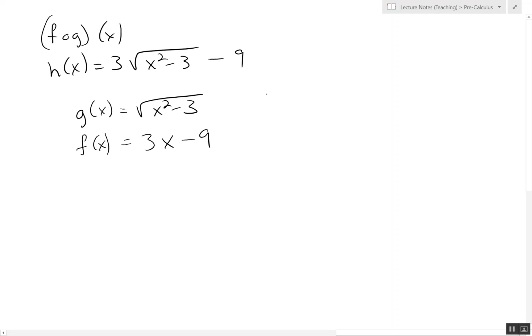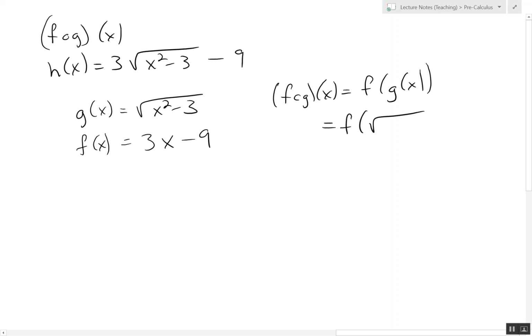And again, if you check this will actually work, but let's make sure I wrote everything correctly. So let me see, we have f circle g of x is equal to f evaluated at g of x. So this will give me f evaluated at x squared minus 3. This will give me 3, and then we're going to put a parenthesis here for x minus 9, and we just fill in the square root there. But that's just basically h of x, so it does work.